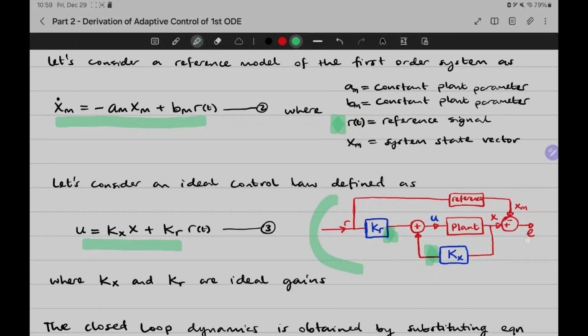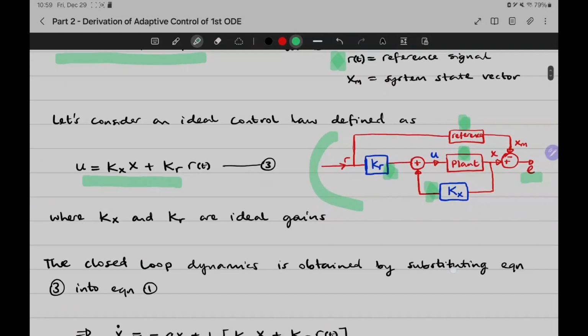And then you have the error, right? The error is essentially taking the state vector from the reference model and subtracting the state vector of the actual plant to get the error. And the idea is we want this error to go down to 0. And to do that, we have to make sure that the parameters in the plant model are equal to the parameters in the reference model. That is the main way, or the best way I would say, to make the error go to 0. You have to make those two be equal, right?